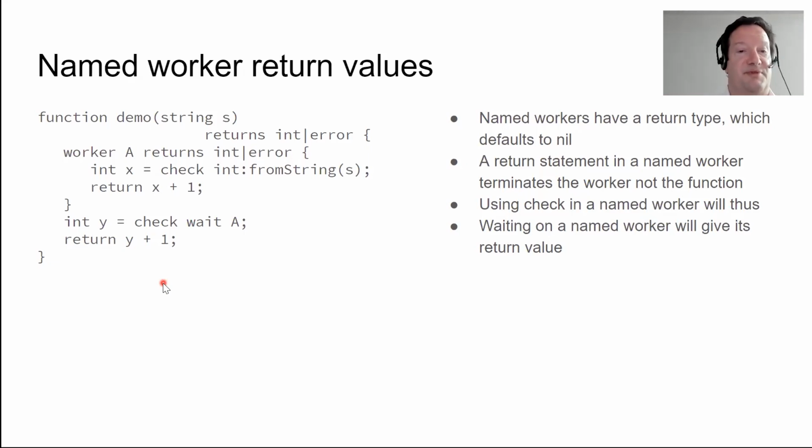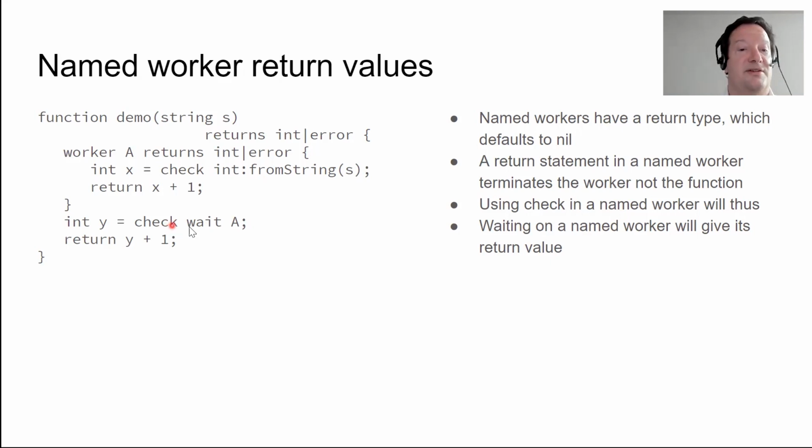And by default, just as with functions, the return value of a worker is nil. So in this case, we've declared a worker with return value of int or error. And then we do a check here, and that check may fail. And if that check fails, then the worker will return an error.